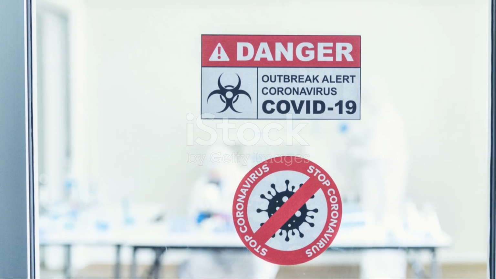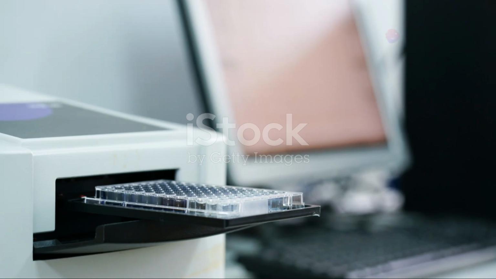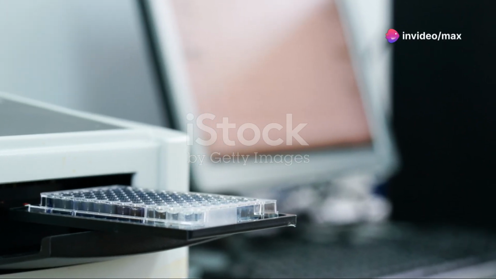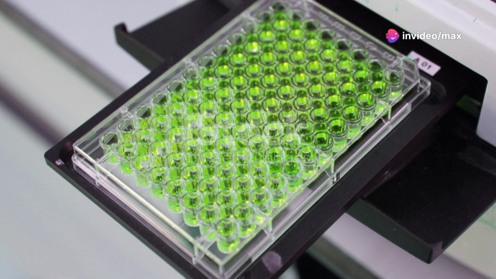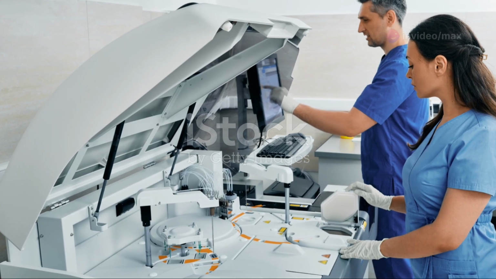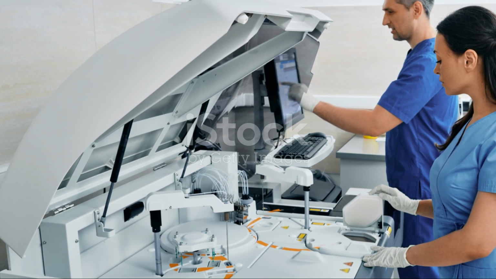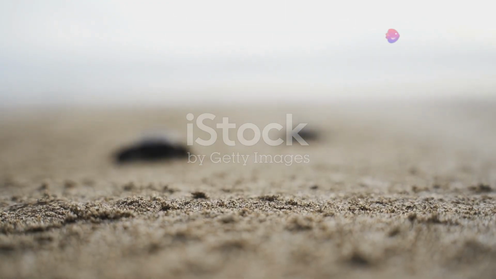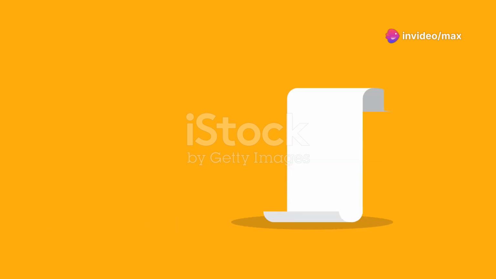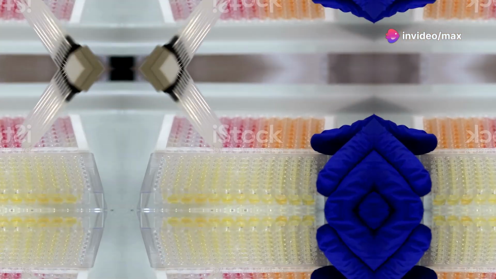ELISA is widely used in many areas of biology and medicine. It's used to diagnose diseases like HIV and cancer. It's used to test for food allergens and to ensure the safety of blood transfusions. ELISA is a versatile tool that has revolutionized the way we study and understand the microscopic world. So how does this elegant technique actually work? Let's dive in and explore the fascinating world of ELISA.